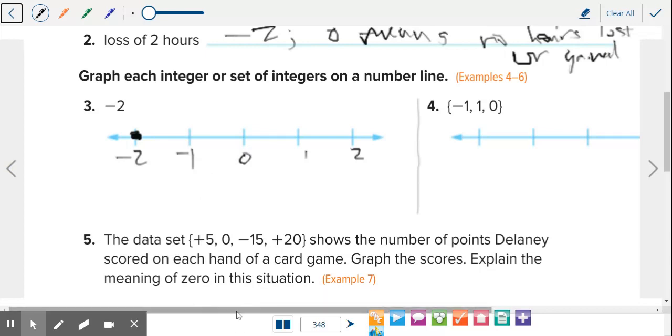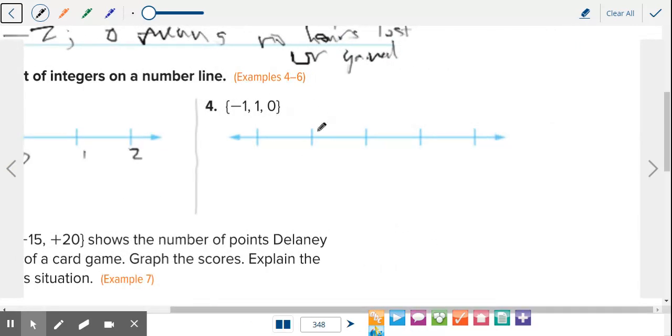Okay, and number 4. What are we going to put in the middle here, Hunter? 0. 0, that works. 1, 2, -1, -2. So our first number is -1, so we put a dot there. 1 and 0.